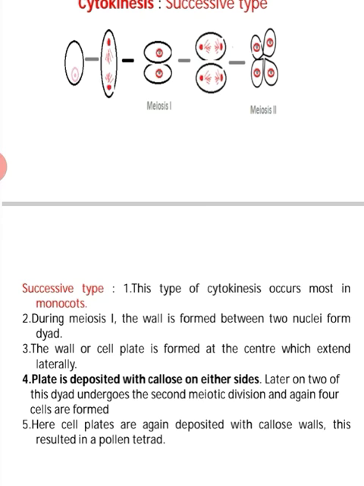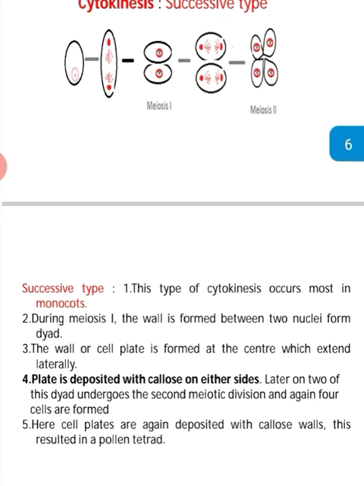During meiosis first, the wall is formed between two nuclei to form a dyad. The wall or a cell plate is formed at the center, which extends laterally. Plate is deposited with callose on either side. Later on, the two cells of this dyad undergo the second meiotic division, and again four cells are formed. Here, cell plates are again deposited with callose wall.